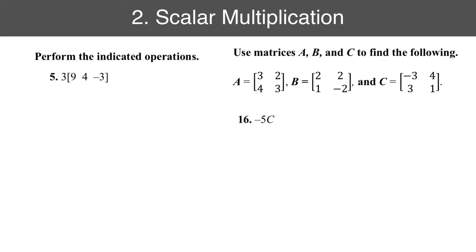So we have two problems here. Let's start off with number 5. We see the matrix right here. We have a 1 by 3 matrix of 9, 4, and -3. And we have a 3 on the outside of that matrix.